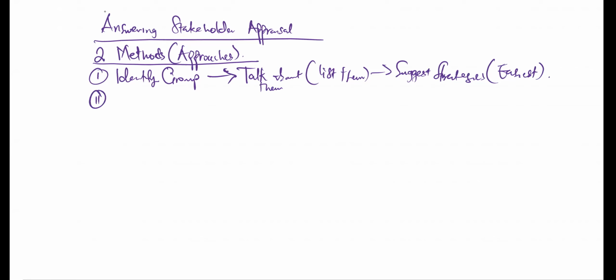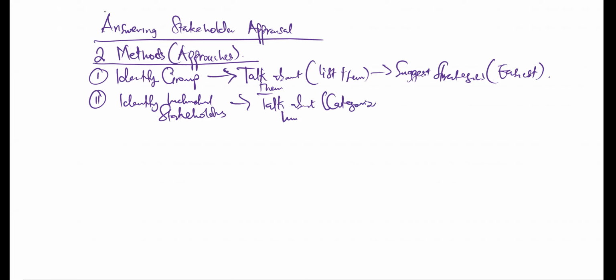The second method is where you identify individual stakeholders. Here you write individual and underline. Then you talk about that individual, or the group, that particular category. You talk about it, categorize it in the matrix, then suggest strategies. But this one makes it very long. Let me illustrate it for you to see.